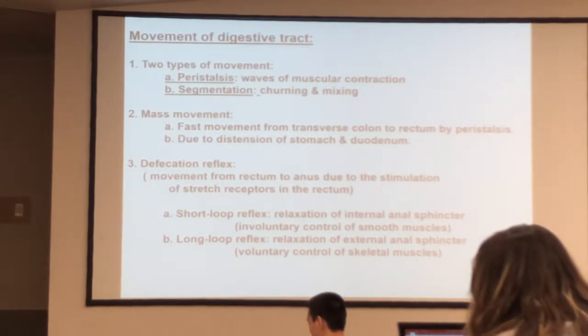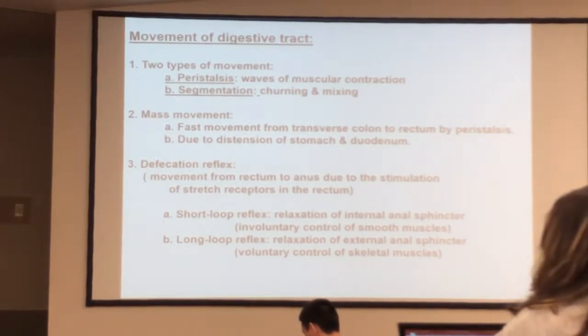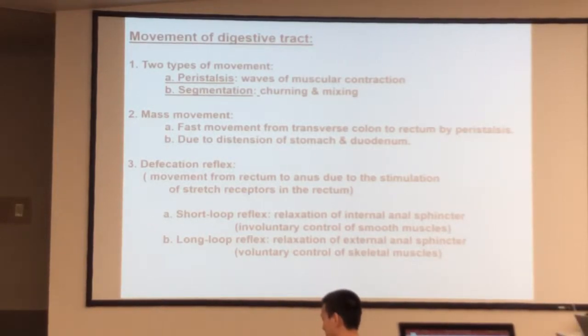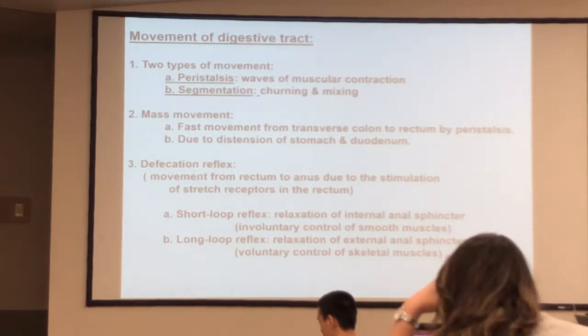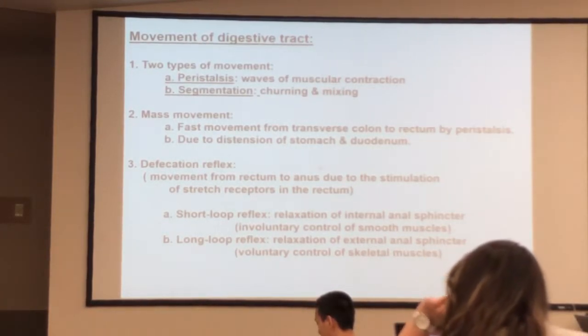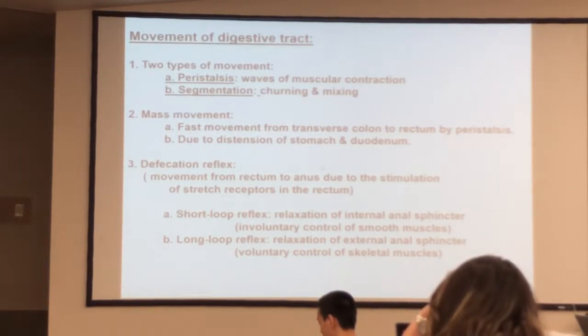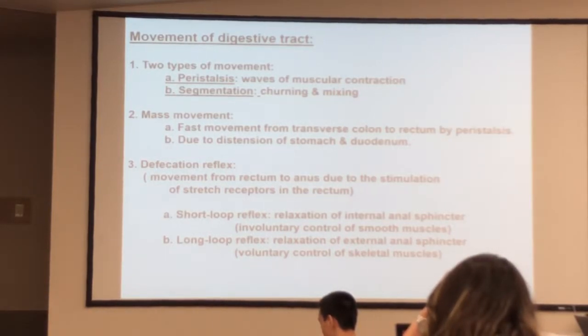The movements of the digestive system: we just mentioned peristalsis, and segmentation mixed at the same place. Now the third one is mass movement. It goes from the transverse colon all the way down to the anus, and it only happens once or twice a day. We call it the defecation reflex, which sends out the solid waste, and it goes through the short loop reflex and the long loop reflex.